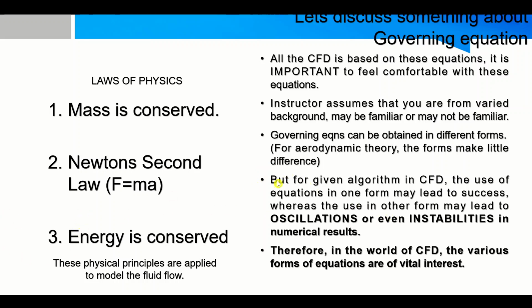equations. But for a given algorithm in CFD, the use of equations in one form may lead to success, whereas the use in another form may lead to oscillations or even instabilities in numerical results. So the selection of the desired form of equation is very crucial in CFD solutions. For example, if you are trying to model a supersonic flow, then you require equations in one form. Whereas if you require a subsonic flow, that means the speed of the fluid is pretty slow, then you might have some other form of governing equations, right?